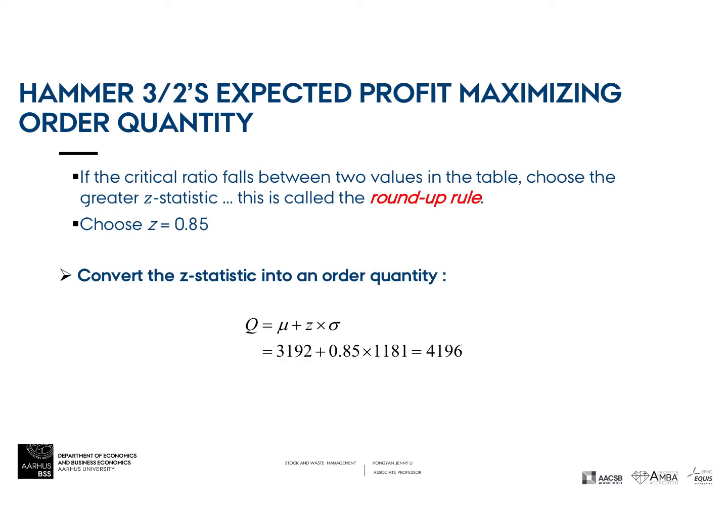If we continue with the value of 0.85 as your critical value for order quantity, then we convert this Z statistic into your order quantity. In the Hammer 3/2 example, the optimal order quantity for next season will be 4,196 units. So now we have solved the newsvendor problem, but you should know this order quantity is based on the objective of maximizing the profit.